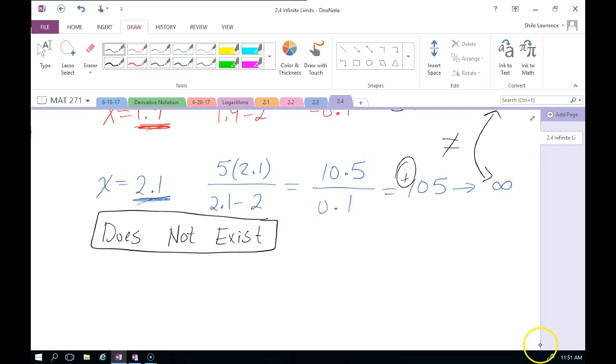Now I want to look at one more example really quick with a trigonometric function. We haven't done maybe anything yet that has trig in it.